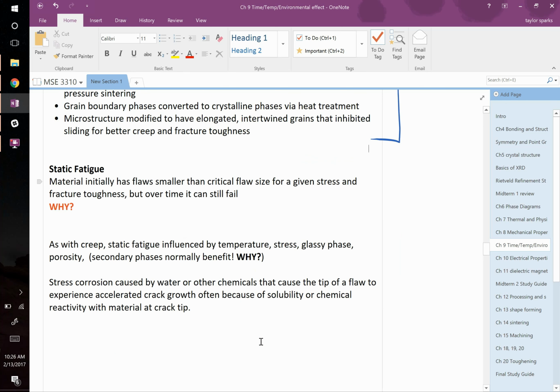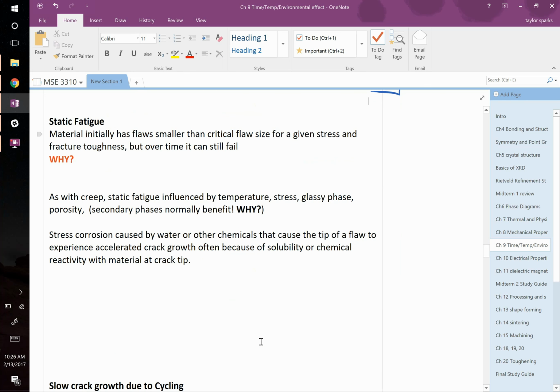Okay, there's another time, temperature, environment factor, and it's called static fatigue. Static fatigue means you initially had flaws that are small, you put them in some sort of service environment, and they grow. And they grow large enough that they now satisfy the Griffith's fracture equation, right? And there's lots of reasons they can do that, right? So as with creep, static fatigue is influenced by temperature, stress, elastic phase, porosity. All these things influence it as well.